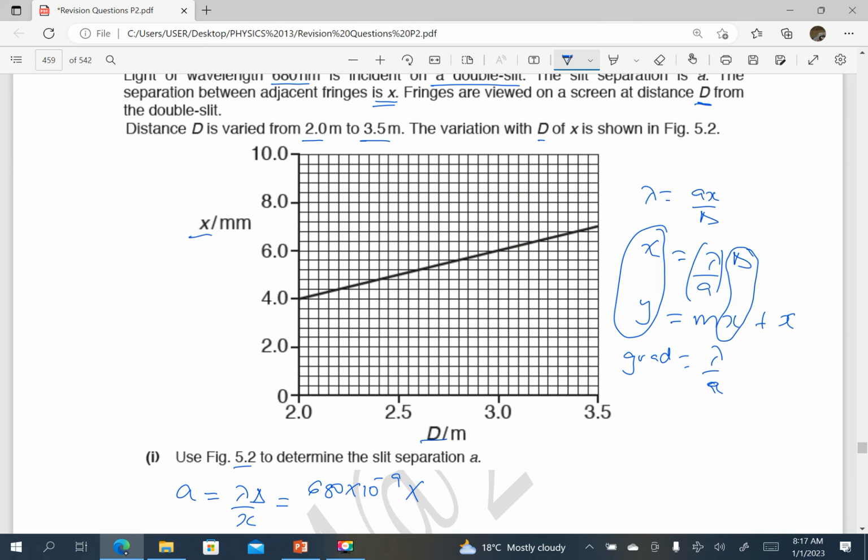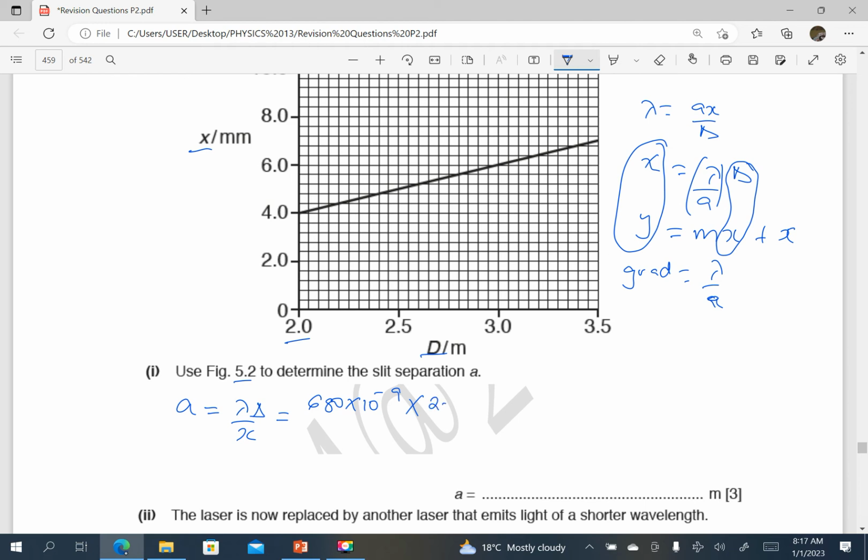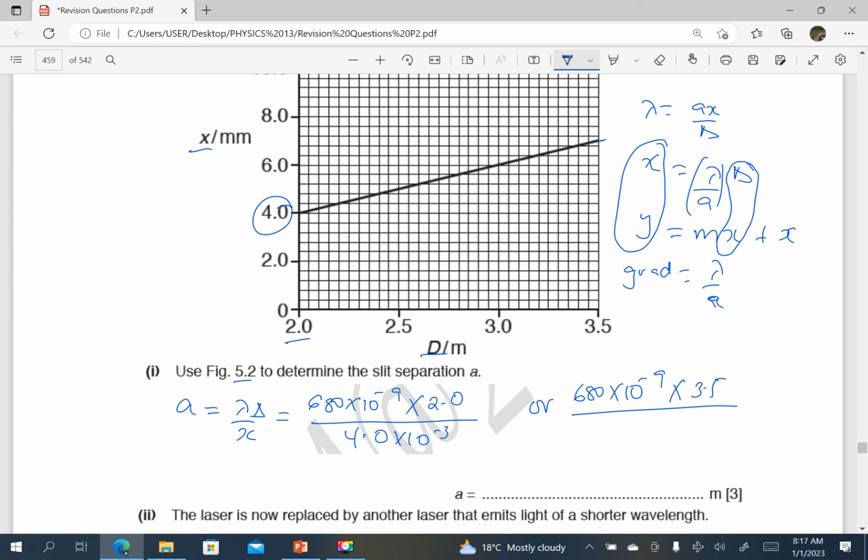Distance D is varied from 2 meters to 3.5. So let me take 2 meters. So I'll take D as 2.0 meters because I want to consider the corresponding value of x as 4.0 times 10 power negative 3. Or you could take 680 times 10 power negative 9 times D, which is 3.5, divided by the corresponding value of x, which is in the center here. Because the scale on the vertical is 2 divided by 5, which is 0.4, 6.4, 6.8, that is 7. So this will be 7.0 times 10 power negative 3.